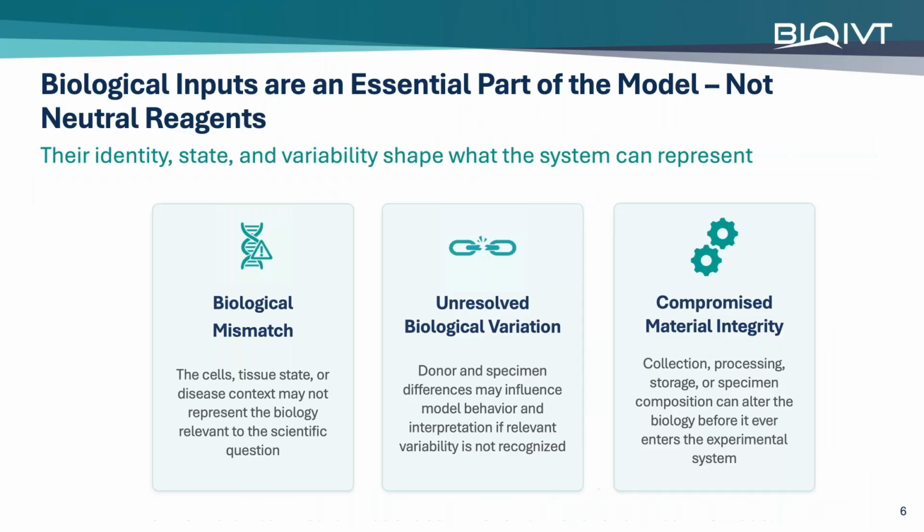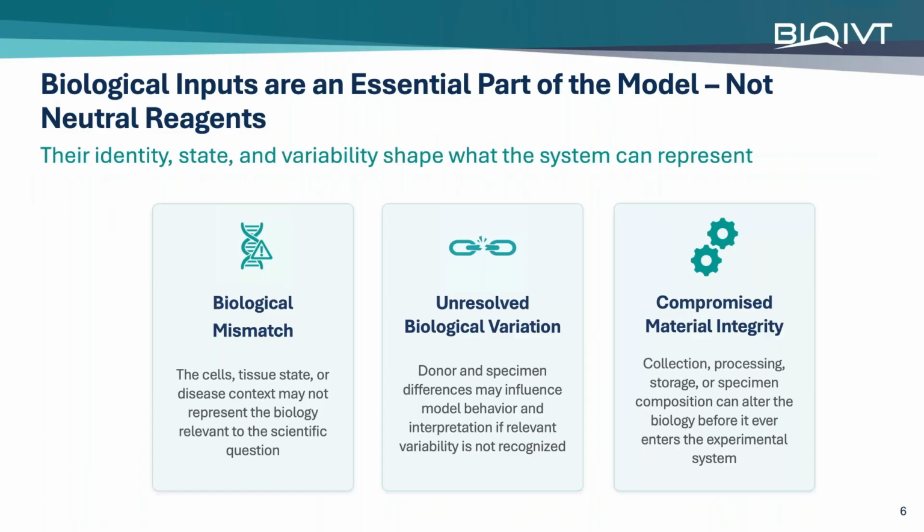The simplest way to make the point is that biological materials are not neutral reagents. Their identity, their state, their composition, their variability influence what the experimental system can represent before we ever begin working on the model itself. At a high level, there are three ways this can become problematic.